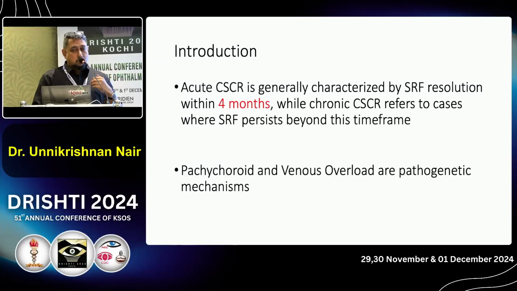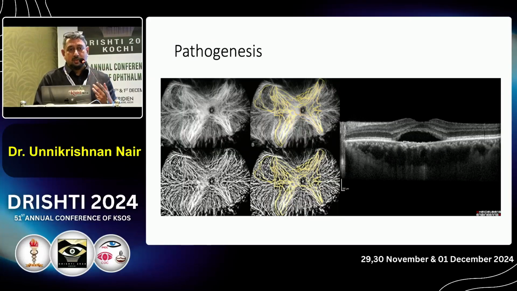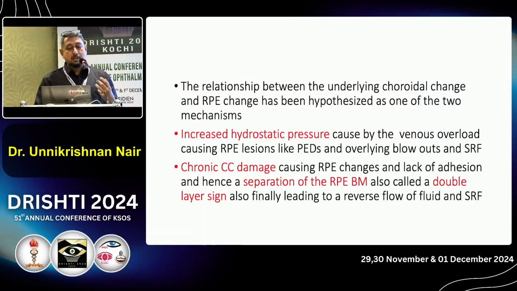But now we know that there are two mechanisms beyond it, that is pachychoroid and venous overload. Venous overload is when there's vortex vein compression and all the vessels contributing to the posterior pole are thickened. That translates into a thickened choroid, which we're just going to mark off. Because of this venous overload, there's an increased hydrostatic pressure, a back pressure, which causes all these RPE changes to elevate and subsequently what we call blowouts or leaks. But over time, something else happens. There is chronic damage to the inner choroid, thinning of the inner choroid and thinning of the choriocapillaris, which produces signs like the DLS or the double layer sign, where there's a small separation between Bruch's membrane and the RPE.